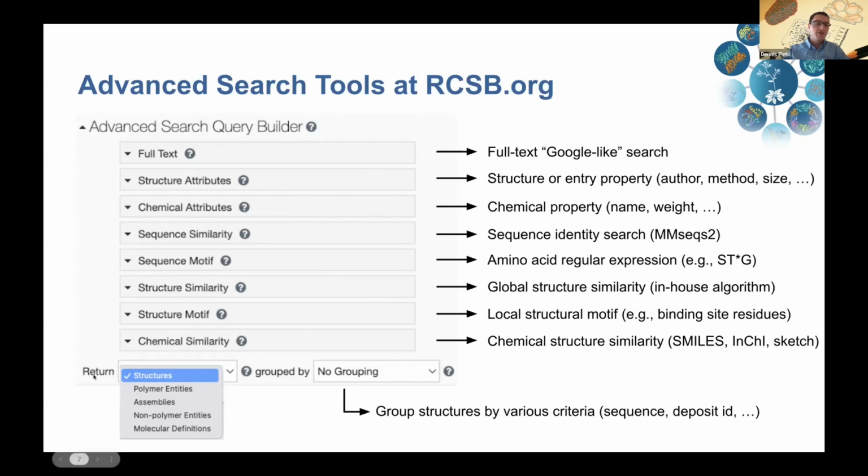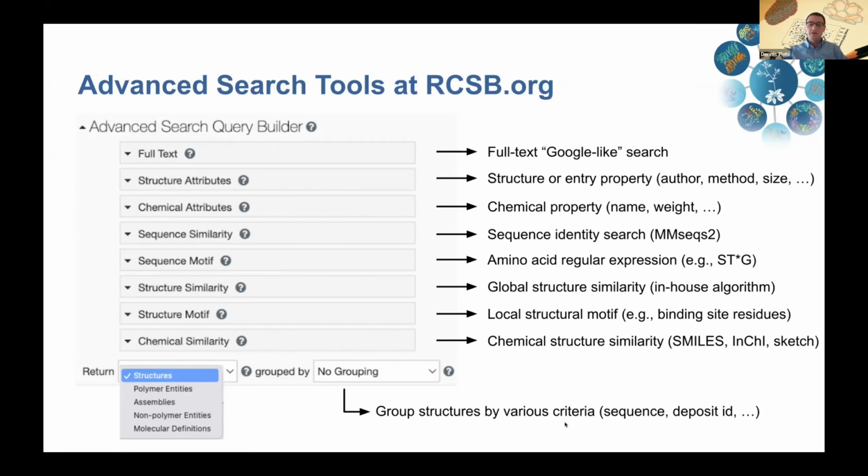You can choose your return type as well. By default, structures are returned as entries. So this is the entire entry composed of one or more protein chains or nucleic acid chains. I shouldn't be strictly talking about proteins. You can also choose to return specifically polymer entities, so this would be either a unique protein chain or a unique nucleic acid sequence. You can also return your structures as assemblies, or you can get the non-polymer entities, and you can also get the molecular definitions. Molecular definitions refers to basically these chemical structures, the chemical definitions.